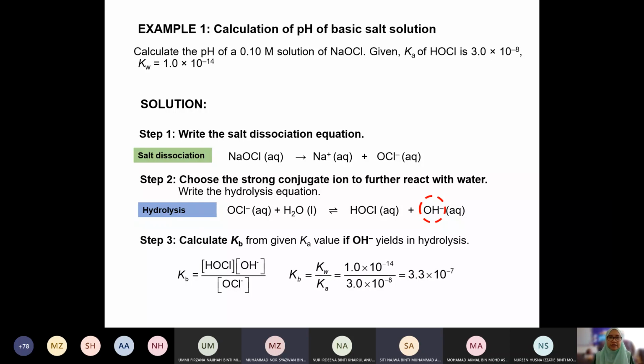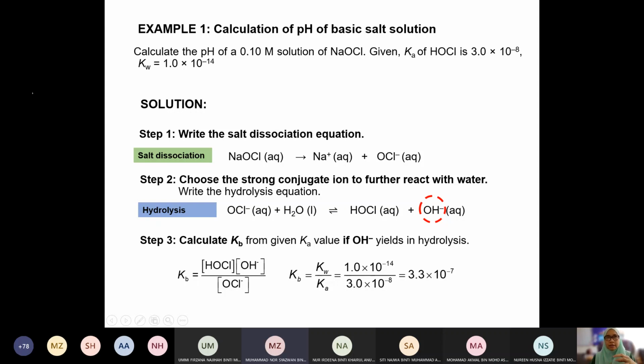Okay, alright. Calculation of pH of basic salt solution. Okay, by now you should get the idea already that at the end of the day you have to calculate the pH of the salt. You can calculate pH of the salt. Okay, alright. So just now, those are the steps that you need to go through in order to calculate the pH. You need to go through the salt dissociation, and then you have the salt hydrolysis, and finally you have the pH calculation. Okay, let's look at the example.